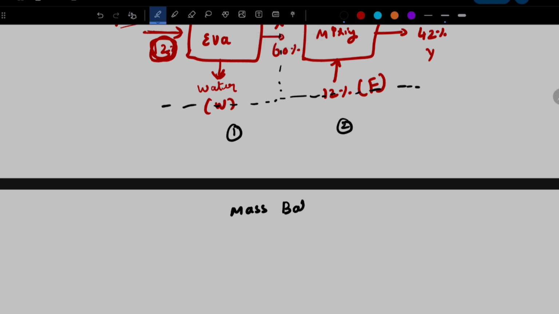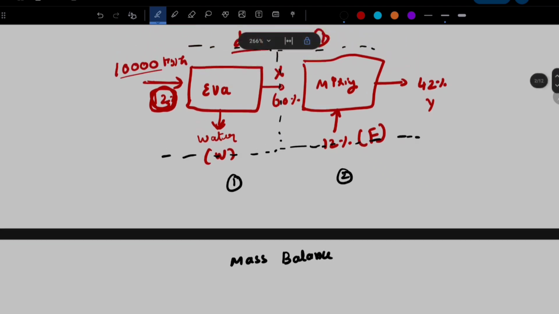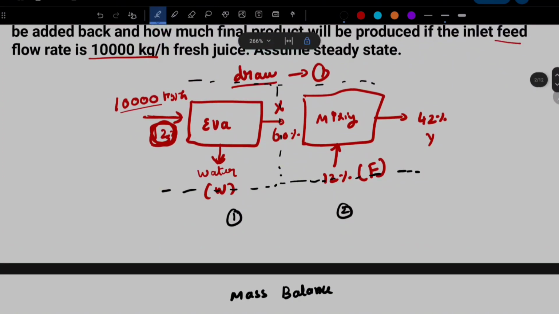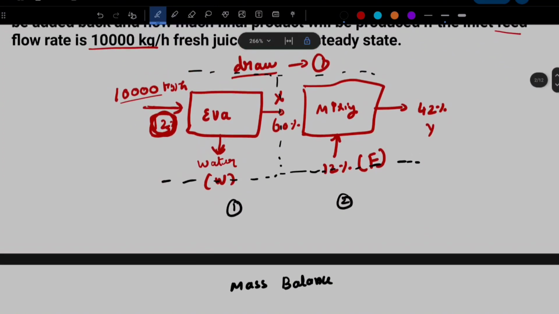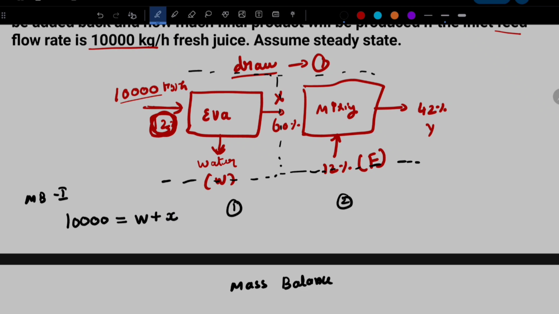It's mass balance. Okay, to do the mass balance, let's do the first system first. So mass balance of the first system. Whatever I'm inserting is actually 10,000, only the juice I'm putting in the evaporator, and what I'm getting out is actually water plus X.